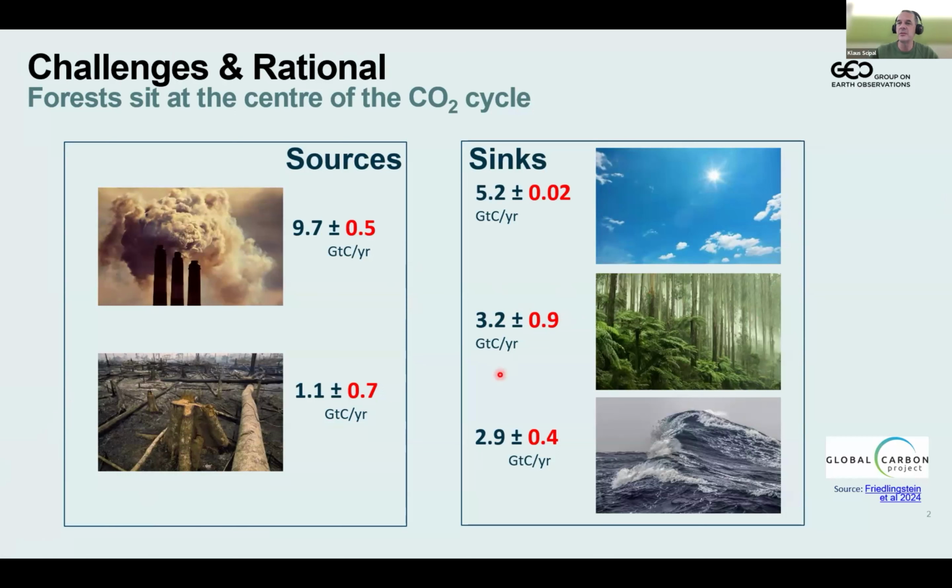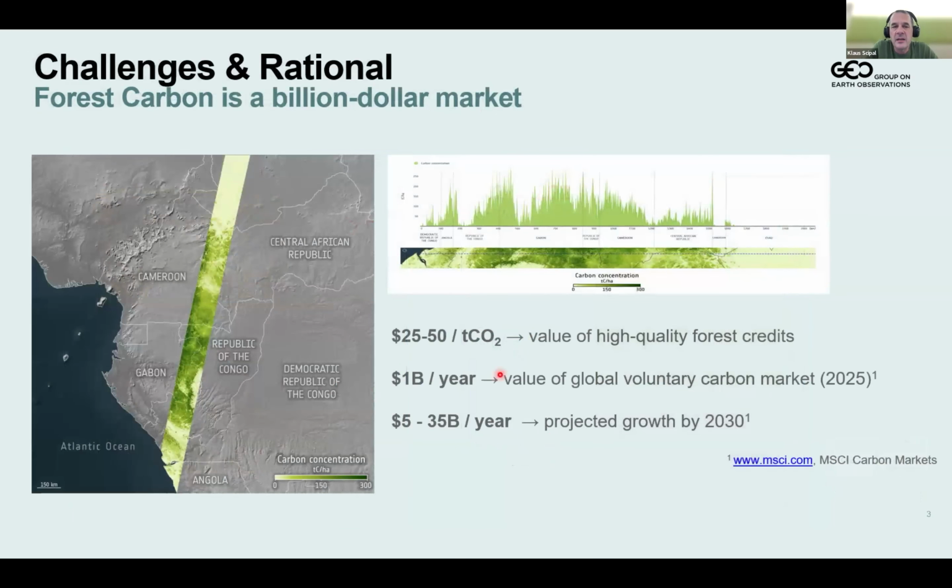Now, if you do the quick calculation of these numbers, you will also realize that these numbers do not add up. So there is a bias or a gap between the sources and sinks that we cannot explain so far. So we miss some important processes that we would like to better understand. So to all this, these satellite missions will contribute. So it's an important science question. But it's not only important in terms of science, it also has an economic impact or a societal impact. The forest carbon has become a billion-dollar market.